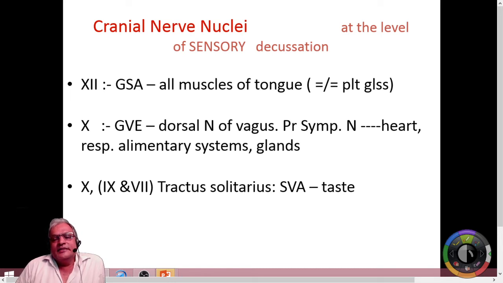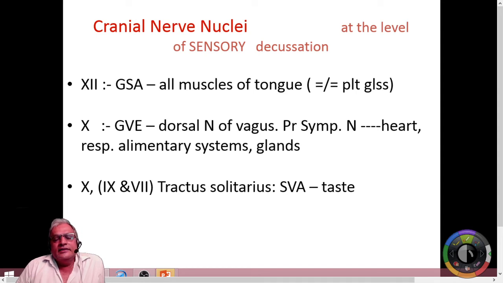Then the 10th cranial nerve, general visceral efferent, which gives the dorsal nucleus of the vagus, the parasympathetic innervation of the heart, the respiratory and alimentary systems, and glands. So that is the general visceral efferent column, which is mediated by the vagus nerve.